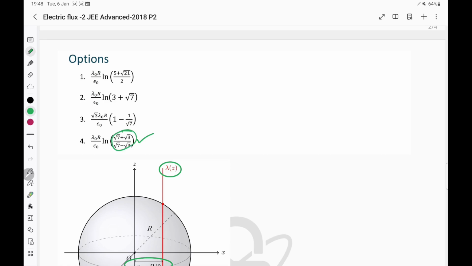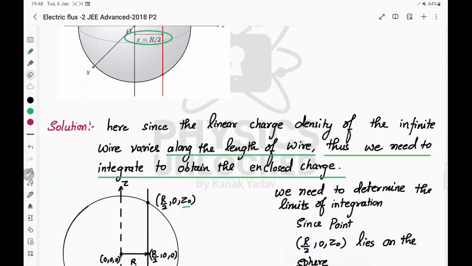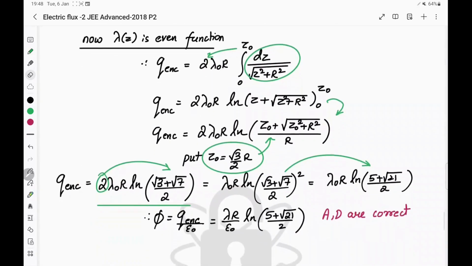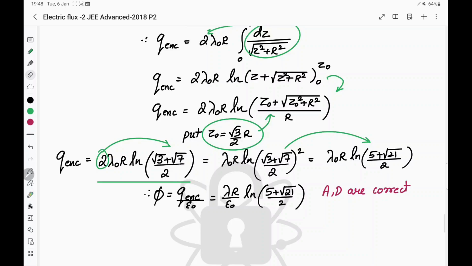Because if we rationalize this, we are going to get this. By rationalize, I mean if you multiply by root 7 plus root 3 divided by root 7 plus root 3, you are going to essentially get option 1 itself. Therefore, both option 1 and 4 are correct. So this is a slightly harder variety of the same question, because here you could not just find the length of the wire which is inside the sphere. That would not be enough because the charge density is variable, and therefore you would also have to integrate the linear charge density in order to find the total charge enclosed.